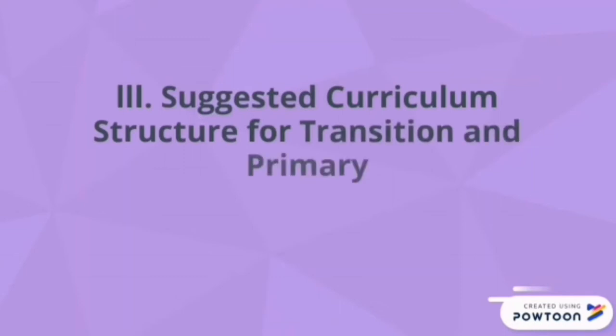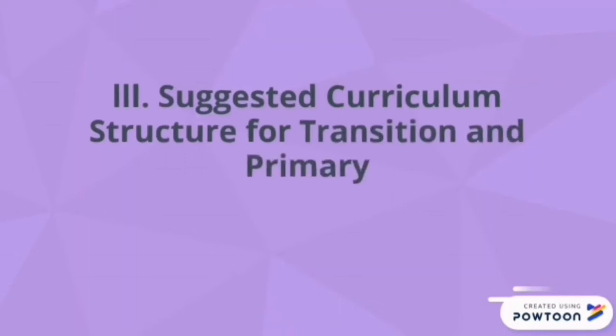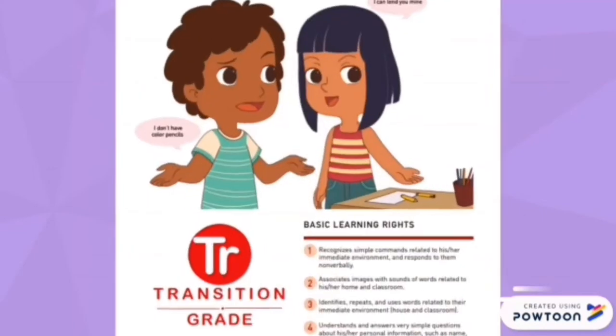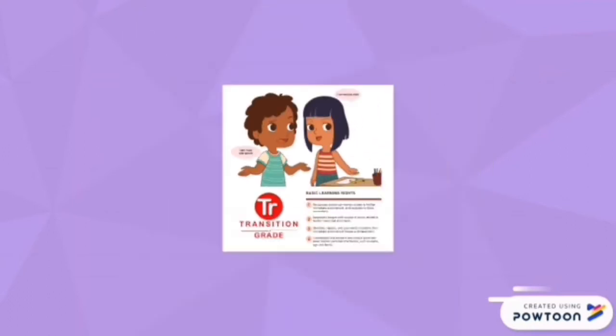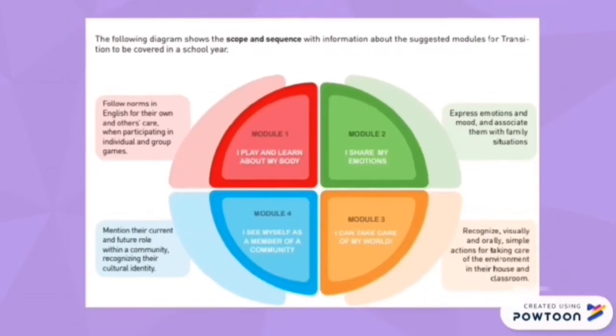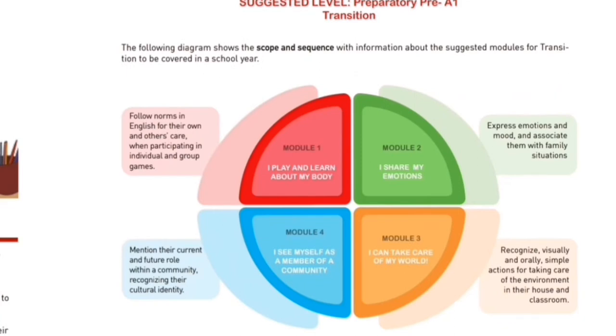I'm going to give the summary about transition, 1st, 2nd, 3rd, 4th, and 5th grade. Every grade has 4 modules. Well, the first grade that I'm going to explain is transition. The first module in transition talks about the boy or girl learning about her or his body. The second module is about expressing emotion and mood. And the third module is about doing actions for taking care of the environment in his house or classroom.